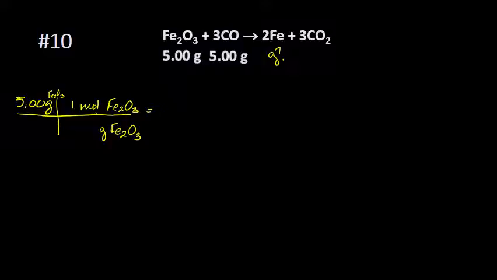Okay, so handy dandy calculator. 55.85 times 2 plus 48. 159.7. So now let's find the moles. So 5 divided by the molar mass, 0.0313. 0.0313 moles of iron 3 oxide. Now let's do the same thing for carbon monoxide, which we also have 5.00 grams of.